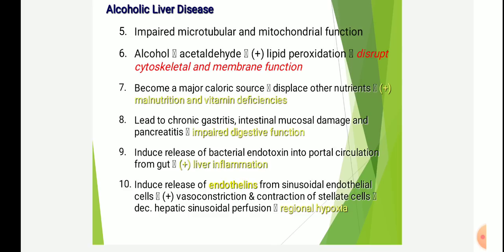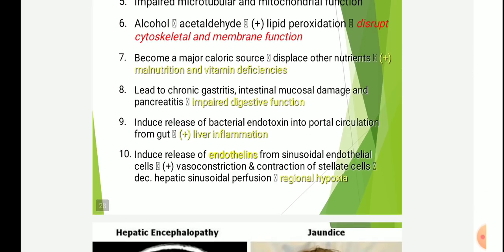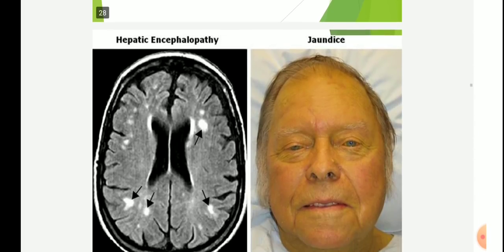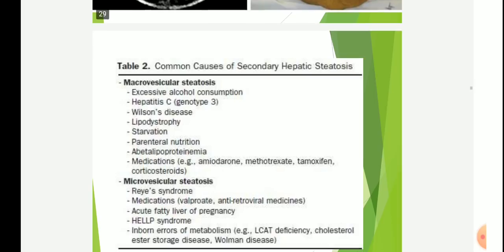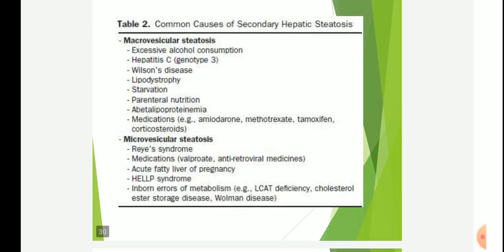It induces release of bacterial endotoxin into the portal circulation, which again causes liver inflammation. It induces release of endothelins. So all this leads to regional hypoxia. So those are some pictures there, CT scan findings, the jaundice in a patient of alcoholic hepatitis.